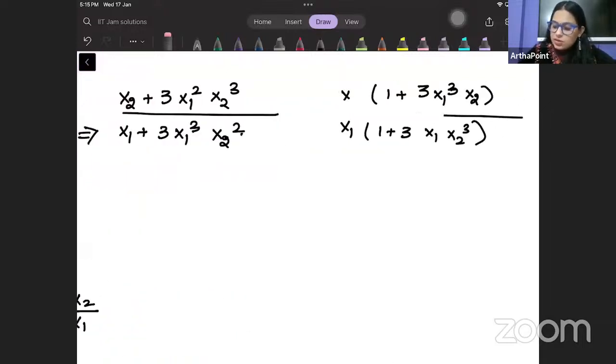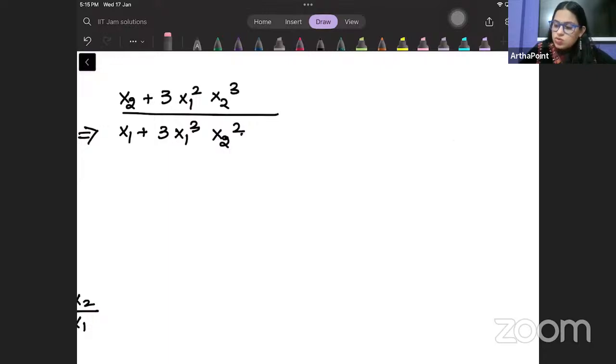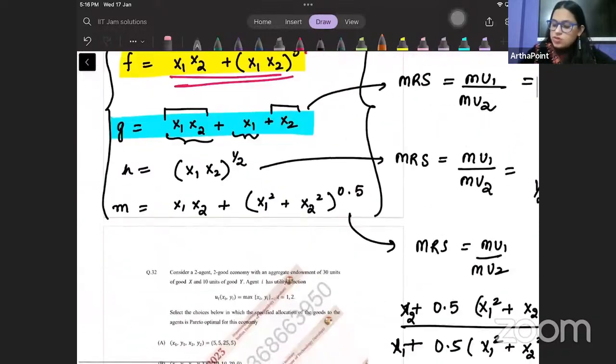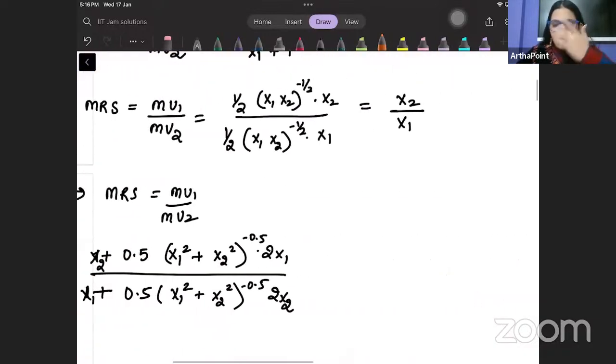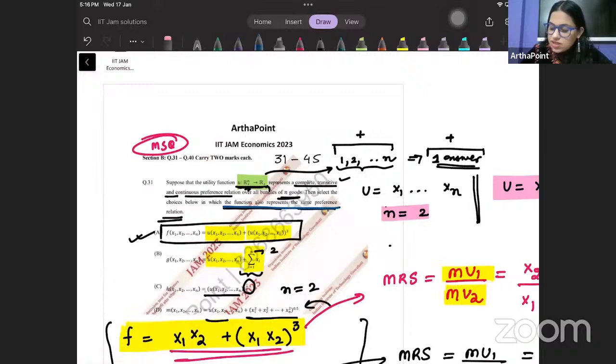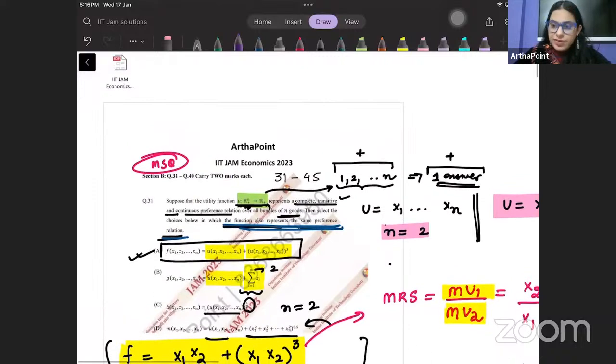So if you take x2 common, you will get 1 plus 3 x1 square x2 square. And if you take x1 common, you will get 1 plus 3 x1 square x2. Yes, then it will cancel out. Correct. This will also be x2 by x1. So you have found out the MRS of all four. Now, we know the property that whenever the question asks whether it represents the same preference or not, representing the same preference just means monotonic transformation.